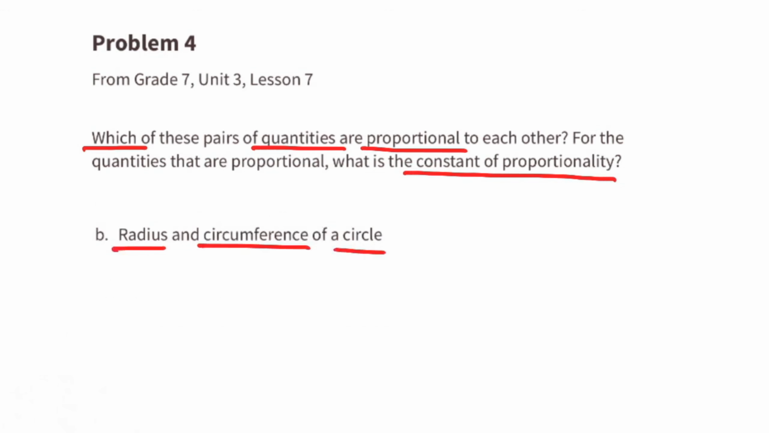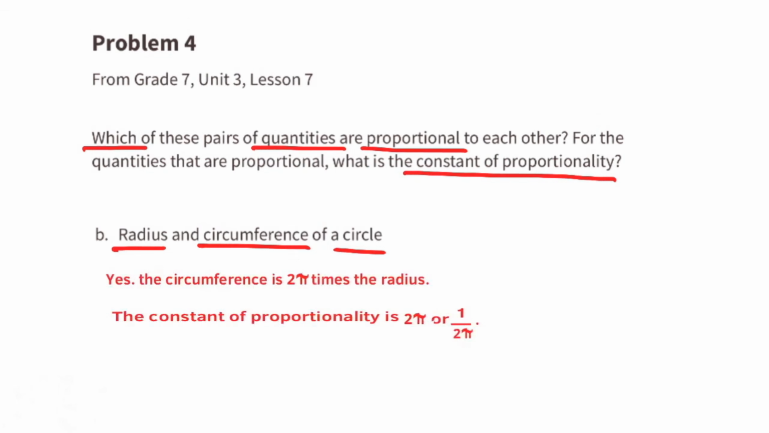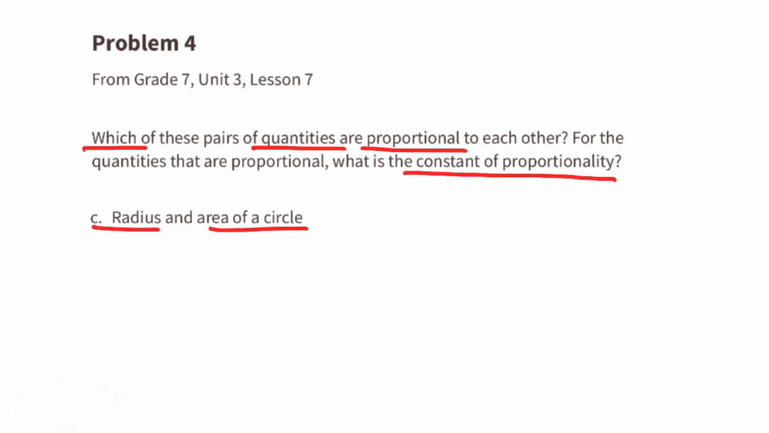B. Radius and circumference of a circle. Yes, the circumference is 2 times pi times the radius. The constant of proportionality is 2 times pi or 1 over 2 times pi. C. Radius and area of a circle. No, the radius and the area are not proportional. When graphed, it would not form a straight line. Therefore, there is no constant of proportionality.